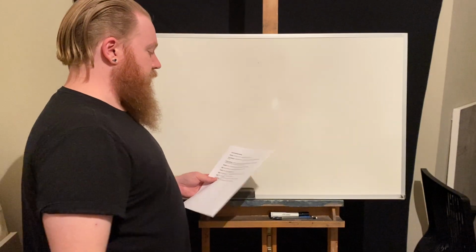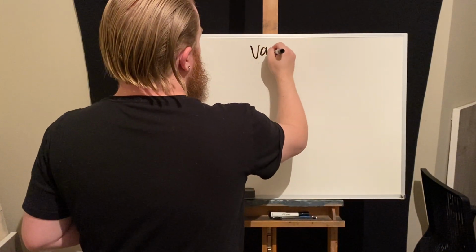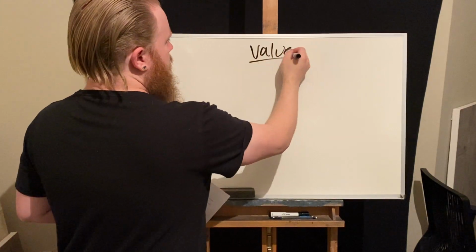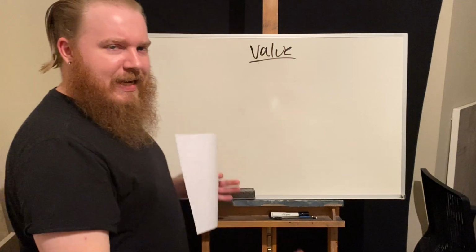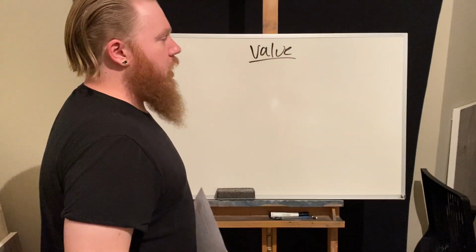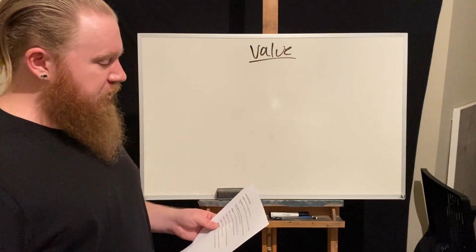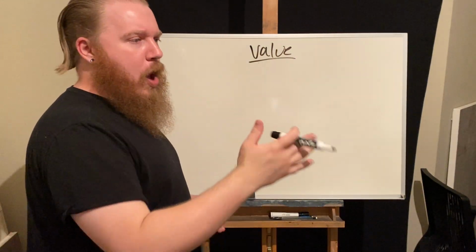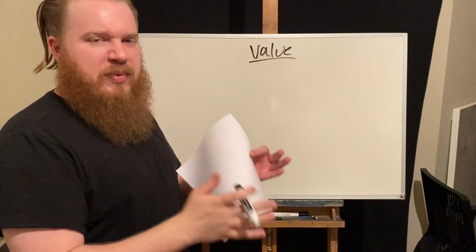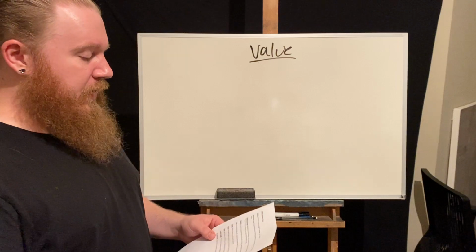So for this vocab video, we're going to be talking about value. And in this sense, value refers to the relative lightness or darkness of our object. So we can perceive value as a relationship from light to dark, and how those two can be perceived against one another and everything like that.